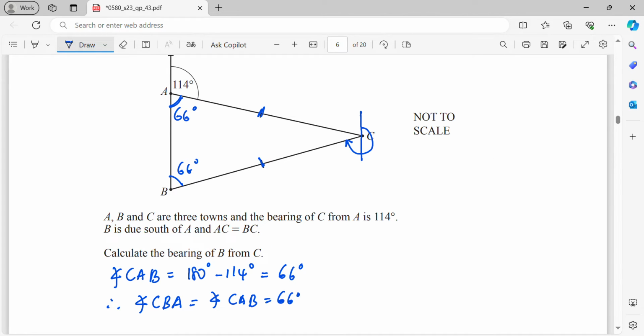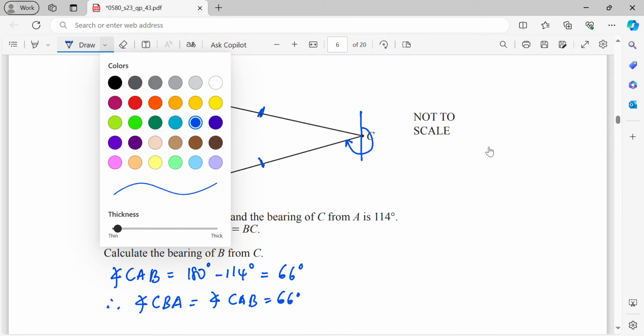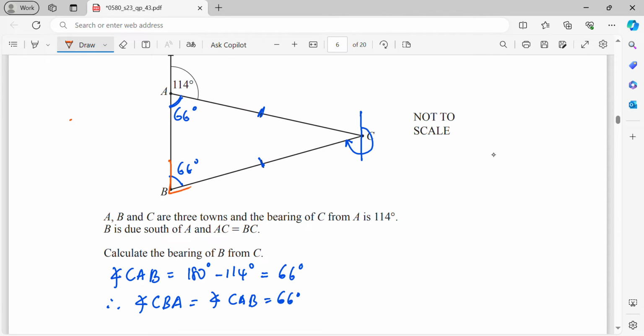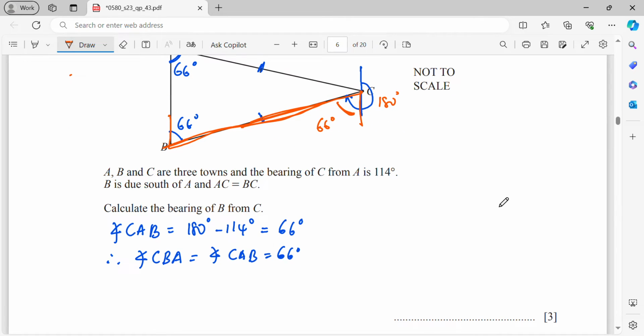Here is also 66. Now when you have found the angle 66 here, look at this zigzag. That means this side is 66 because of the zigzag. Then I know that this is 180. So now the bearing is just 180 plus 66 degrees. I will write bearing equals 180 plus 66 degrees. So this is going to be 246 degrees. That's the bearing of B from C.